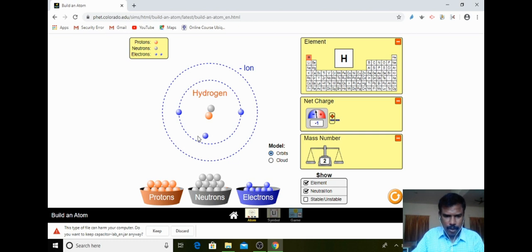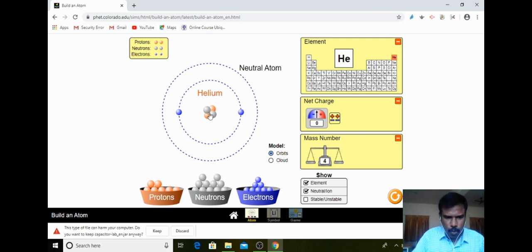For example, if I am using another element, I can add like that. So I can change. Suppose I change proton to 2 and neutron to 2, it is helium, and minus also. So I can change it and add. So it is a neutral atom. Here the mass number is 4.